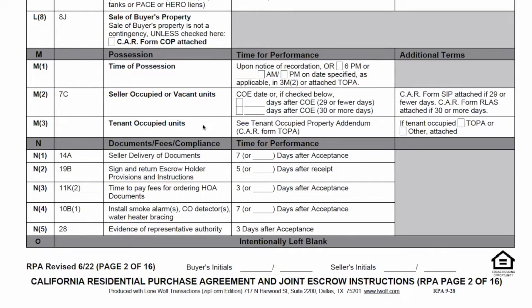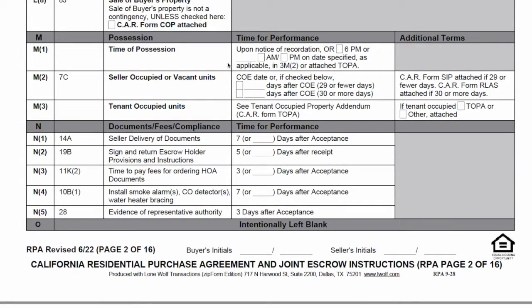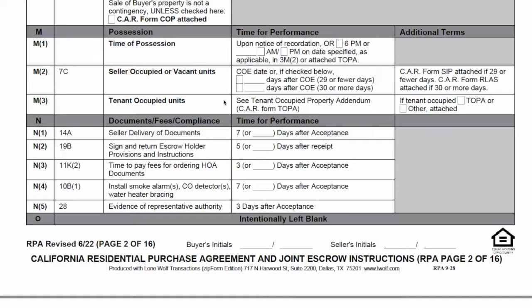And if there are tenant-occupied units, you're going to check this box and attach the TOPA form. Now, again, by default up here, buyer's taking possession upon notice of confirmation or recording, and then this only needs to be addressed if there's someone occupying the property after recording.